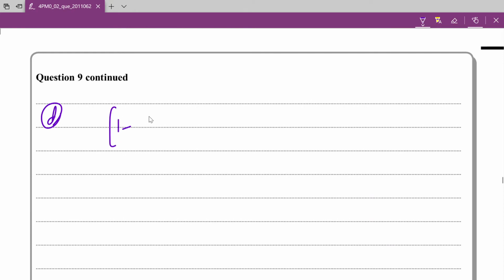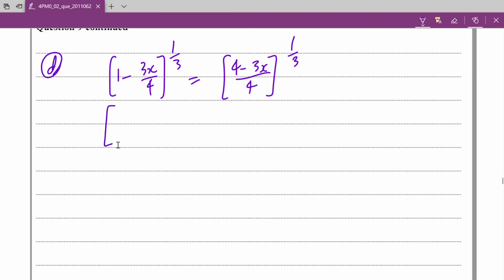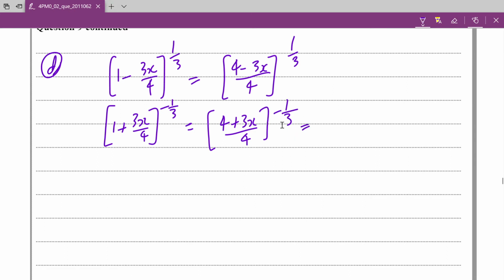We know the first expression, (1 minus 3x over 4) to the power of 1/3, is going to be equal to ((4 minus 3x) over 4) to the power of 1/3. And additionally, (1 plus 3x over 4) to the power of negative 1/3: if we substitute this 1 by 4/4, which is what we did here, we will get that this is equivalent to ((4 plus 3x) over 4) to the negative 1/3. And since this is a negative sign, you can say this is 1 over ((4 plus 3x) divided by 4) to the power of positive 1/3.